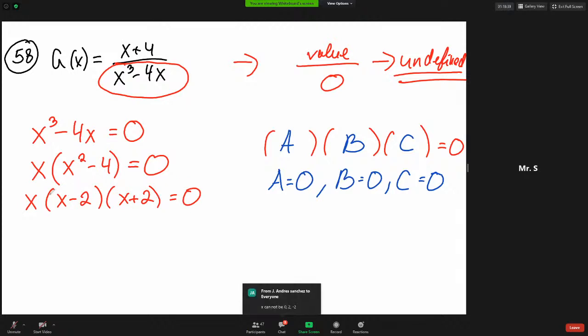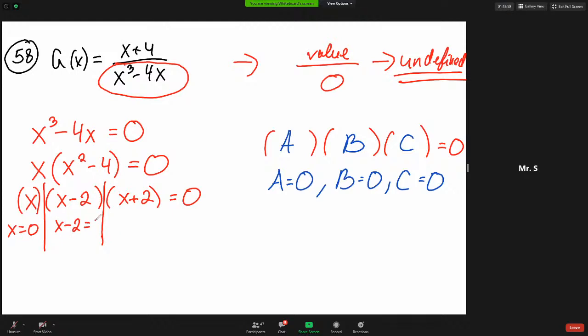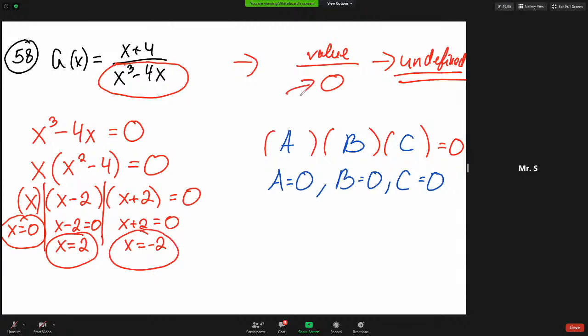Then we have 3 factors here, x, x minus 2, and x plus 2. So one or more of them has to equal 0. The possible solutions here are x equals 0, x equals 2, or x equals negative 2. These are the 3 values which will give me that. We have to remember why we are doing all of this: to figure out what gives me 0 in the denominator. So these are the 3 values that would give me 0 in the denominator.